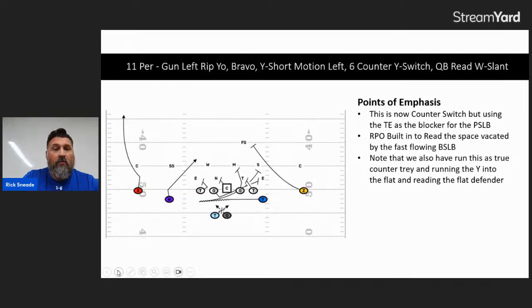All right, here we go. This is a little different now. Now we're running switch again, but we don't have a fullback in the game. We're 11 personnel. We're going to use our Y, running Y switch. And again, we can motion him across. He kind of settles down, snap the ball.